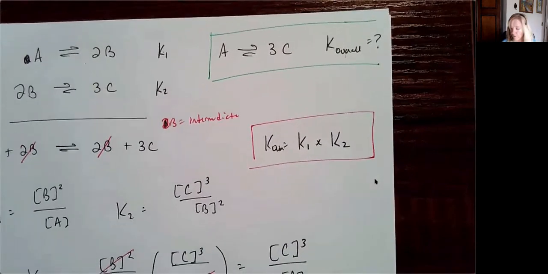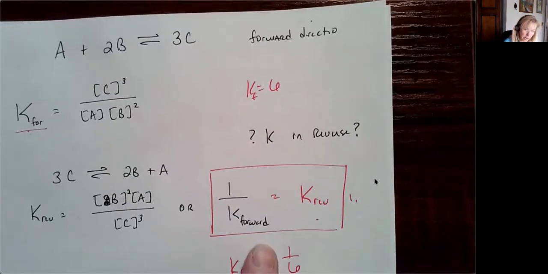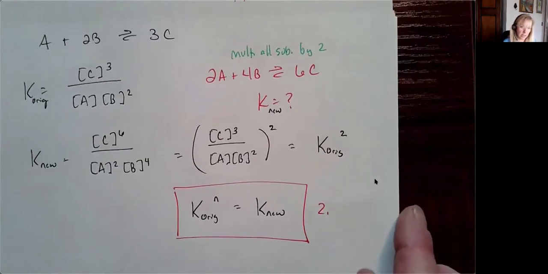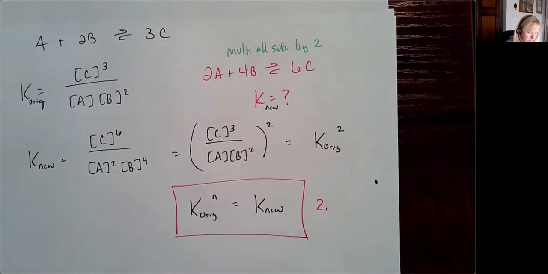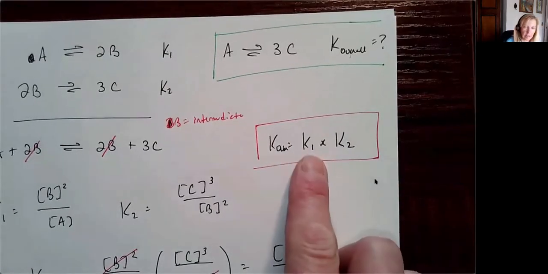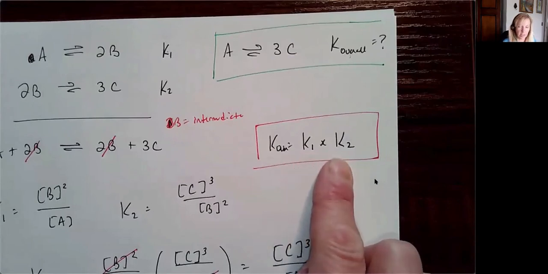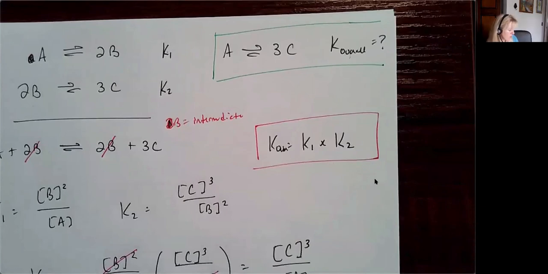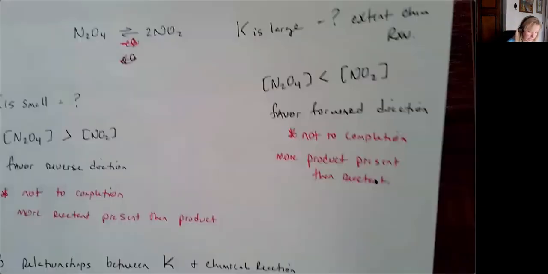So those are the 3 ways I can apply relationships. I can compare K forward and K reverse this way. I can manipulate a chemical reaction by either dividing or multiplying by a number, so then my K original would be to the power of that. That's going to be my K new. Or if I have multiple steps, I can multiply my individual K's for each of those steps to get my K overall. So those are the 3 ways that I could calculate K if I was manipulating a reaction.